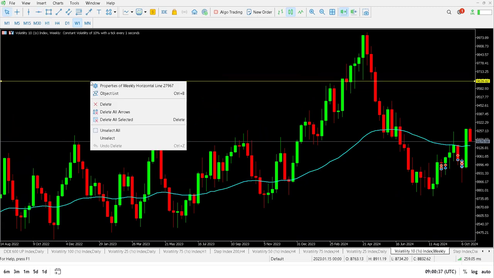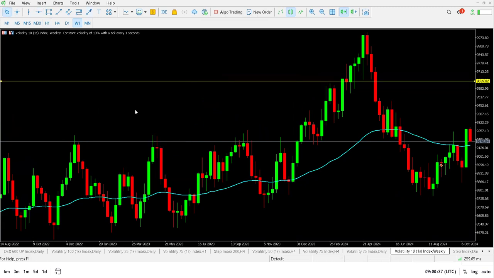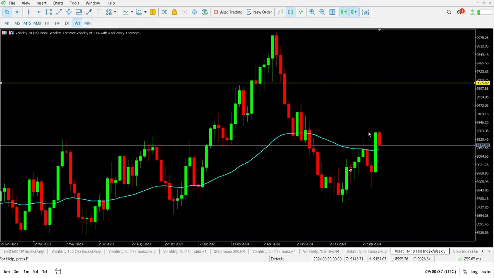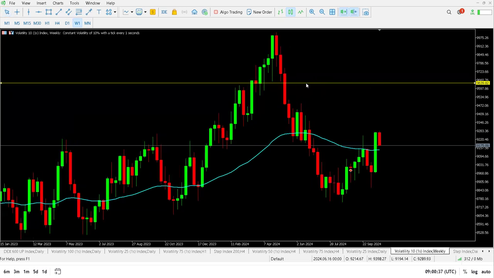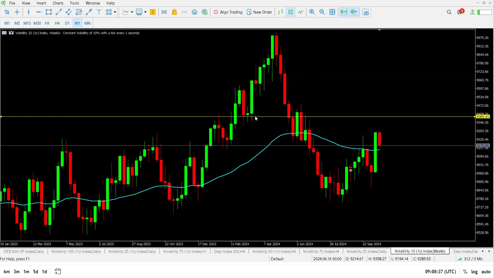Volatility 10-1S index. Sorry about that. Starting out with the weekly time frame once again. So on the weekly time frame, clearly we have ourselves a not so perfect structure shift from bearish to bullish. So we're at this right here, guys.